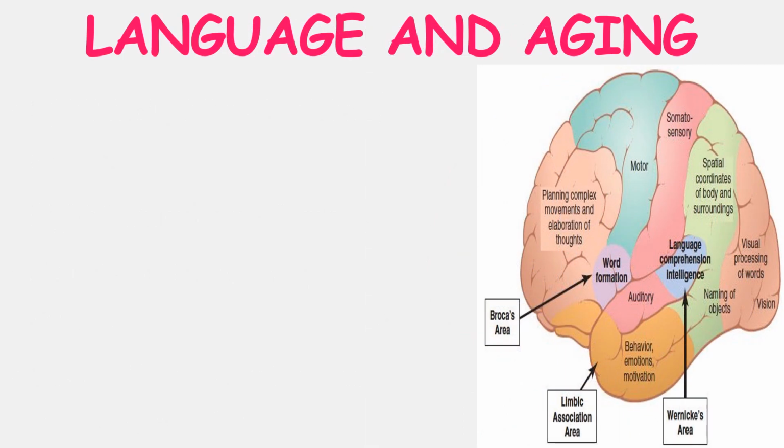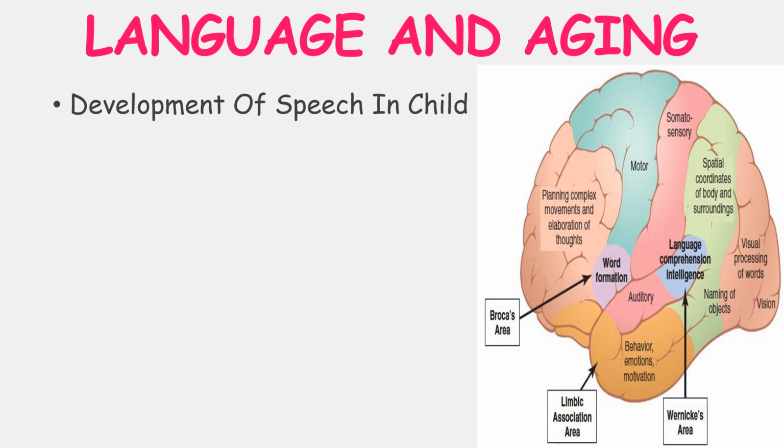Language and aging. Development of speech in a child occurs in two stages. In the first stage, certain words are associated with visual, tactile, auditory, and other sensations that happen to the child in the external world, and this is stored in the memory. First, the storage happens. In the second stage, the development of speech involves the establishment of new neuronal circuits.